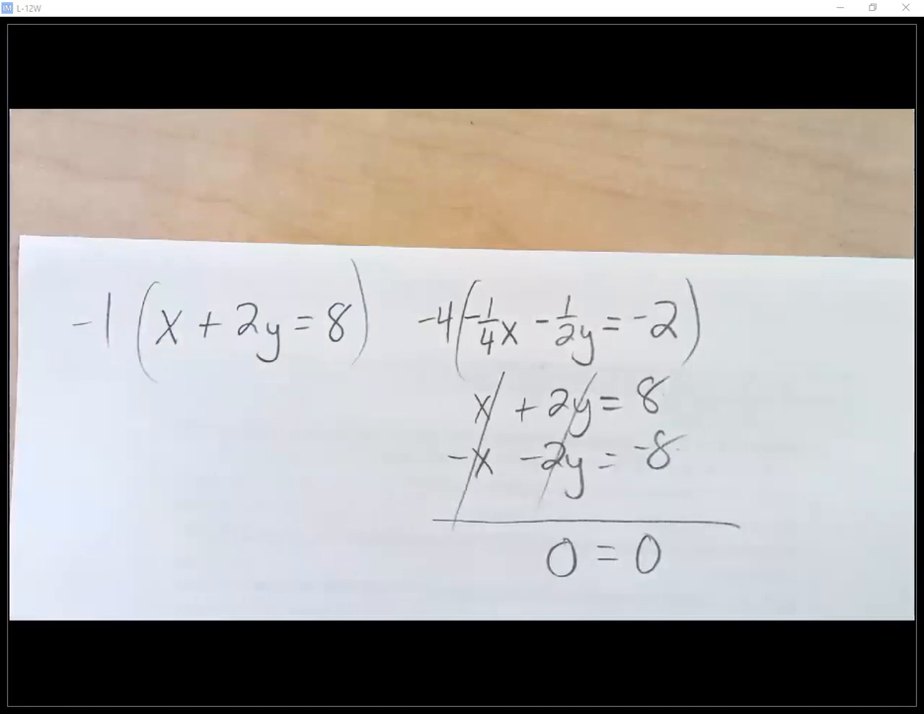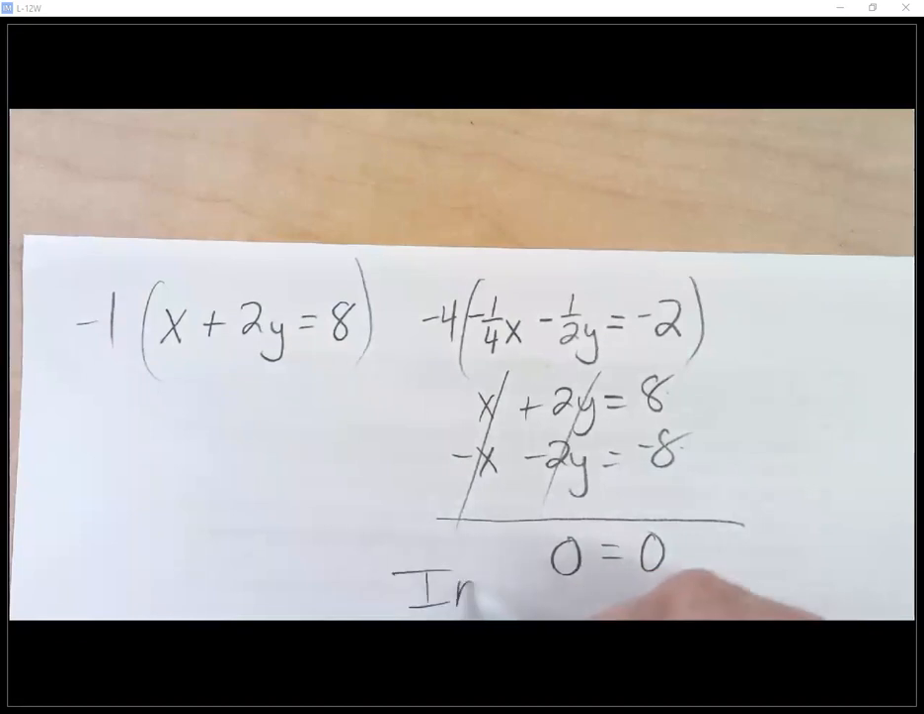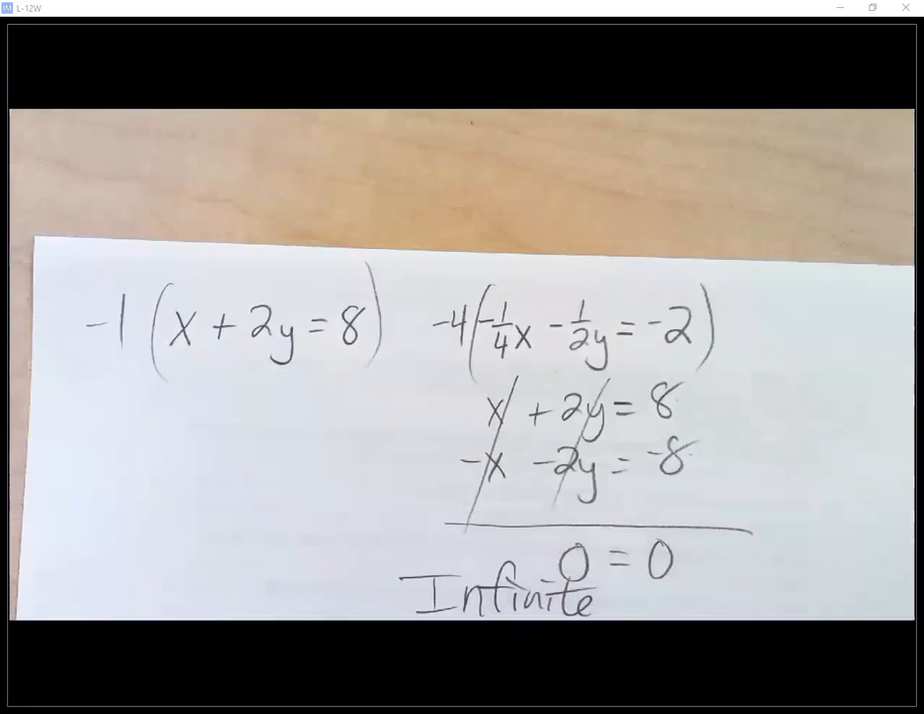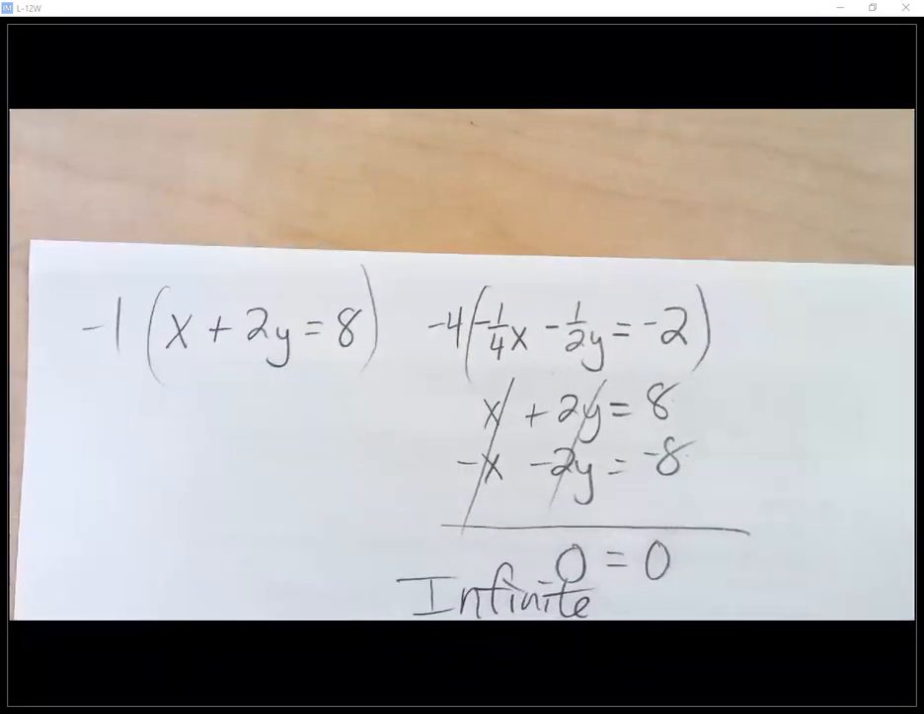Okay, so remember that's infinite. If my statement right here was not true, if it was 0 equals 7 or any other untrue statement, you guys know that would be no solution. How do we feel? Easy peasy?